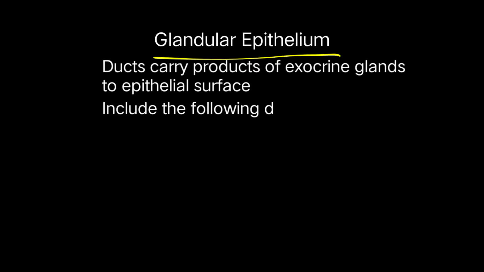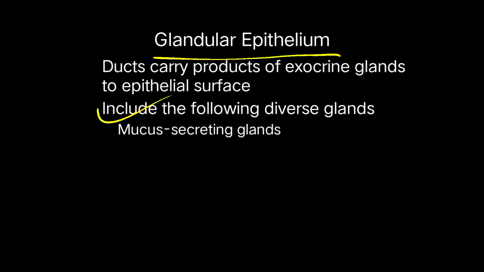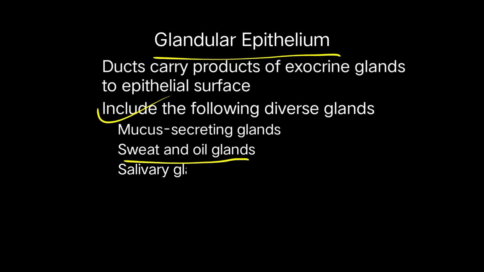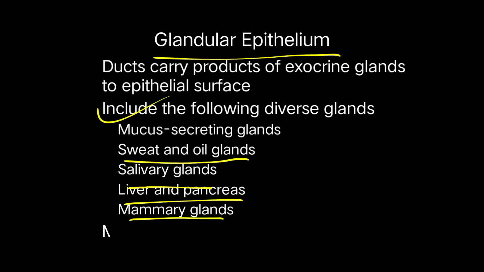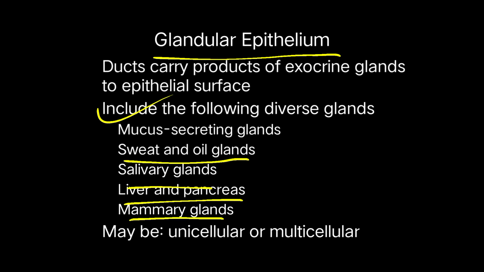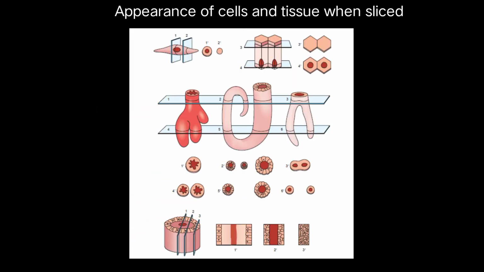and ducts, which include the following diverse glands: the mucus secreting glands, sweat glands and oil glands, salivary glands, after that liver and pancreas, then mammary glands. Okay, then it may be either unicellular or multicellular. So we will see the glands histologically in detail in this class.